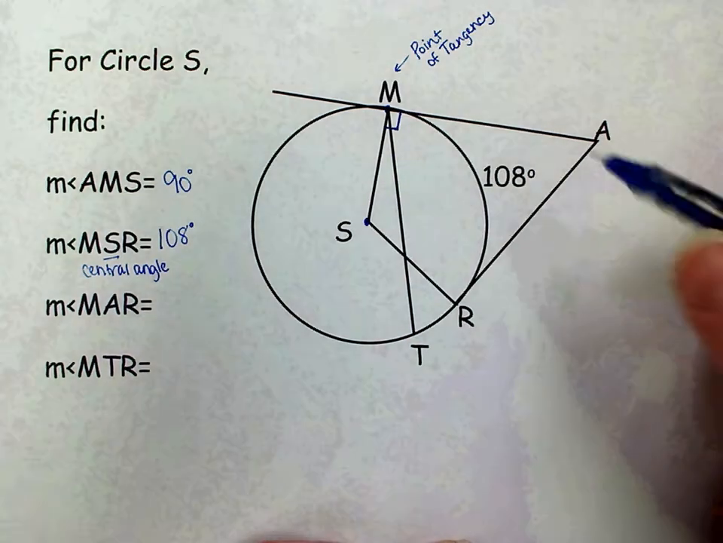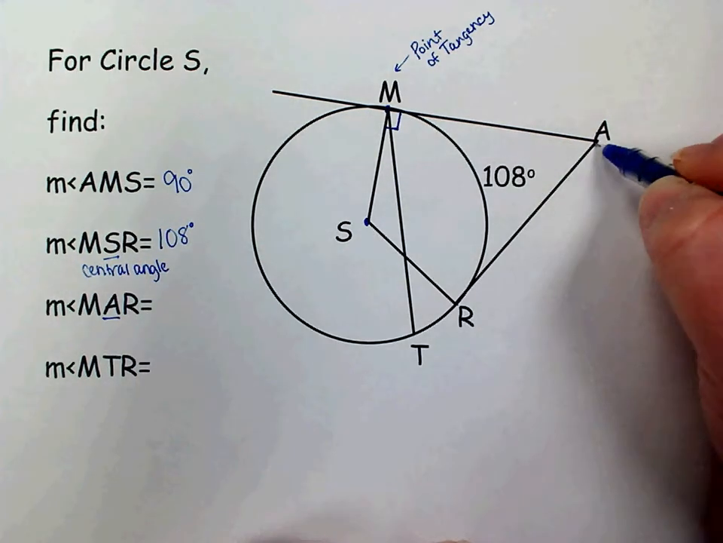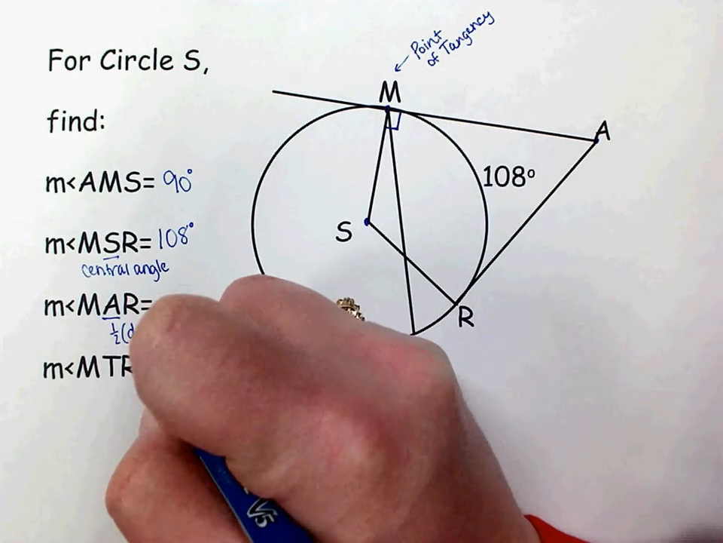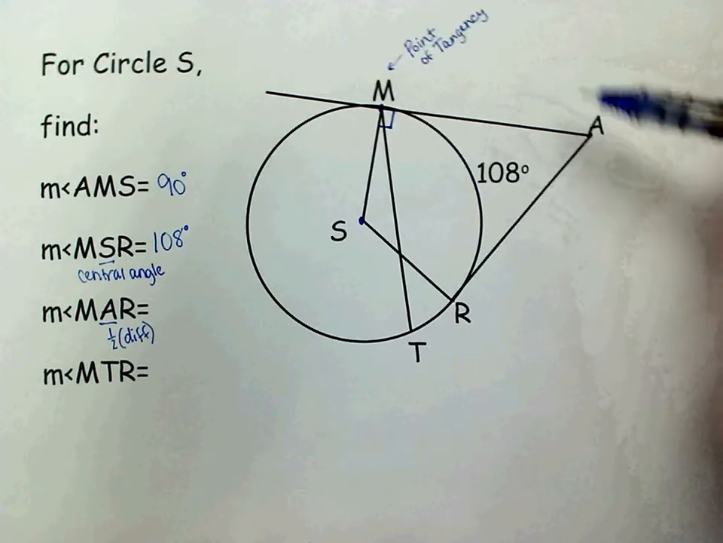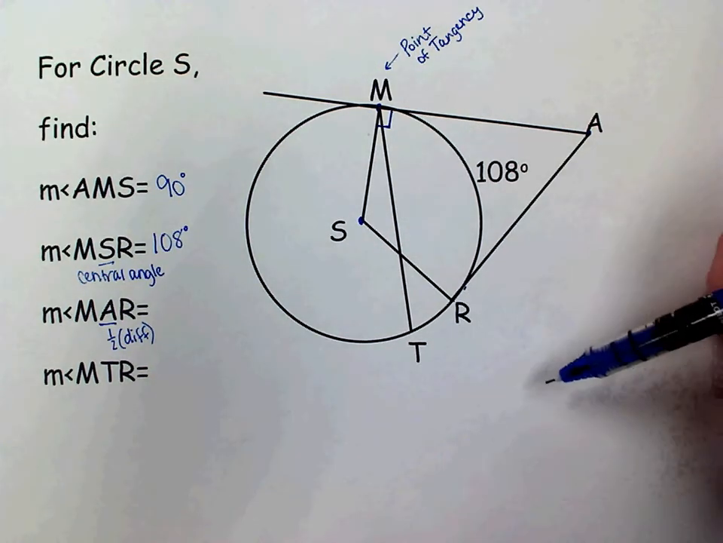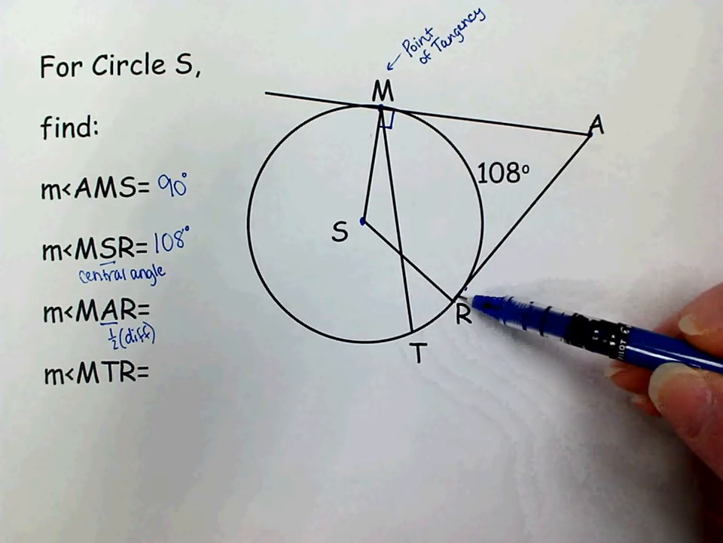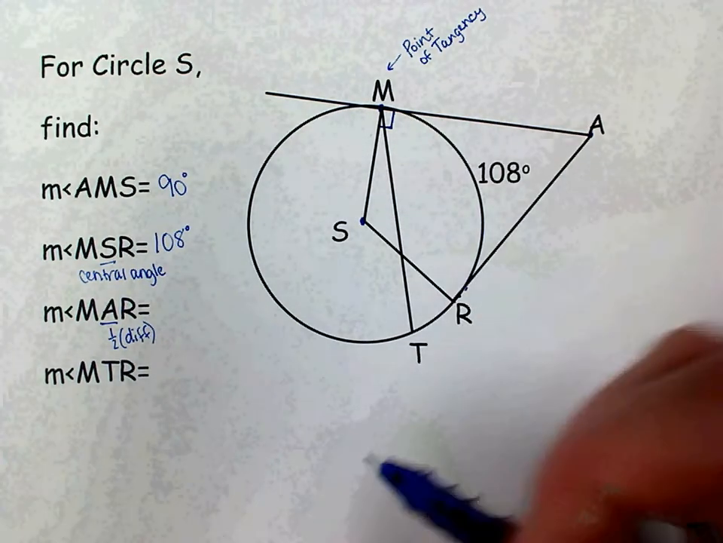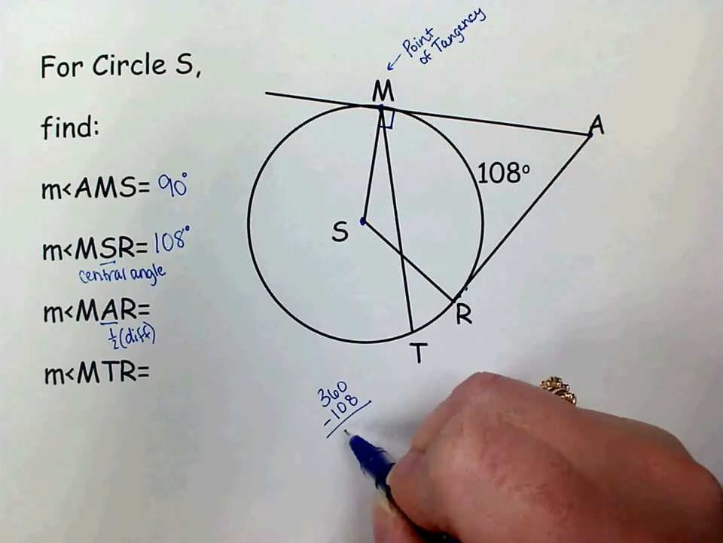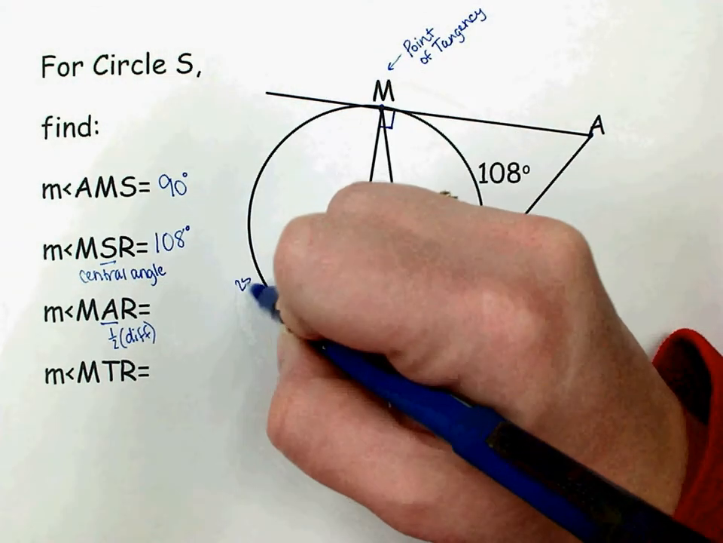The next angle we're asked for is the measure of angle MAR, whose vertex is outside the circle. So remember, the angle is equal to half the difference of the two arcs. When we look at the two arcs that angle MAR creates, the first one is the 108 degrees that's given. The other arc makes up the rest of the circle. So to find the other arc, we're going to take 108 away from 360. So we get 252 degrees for the major arc here.